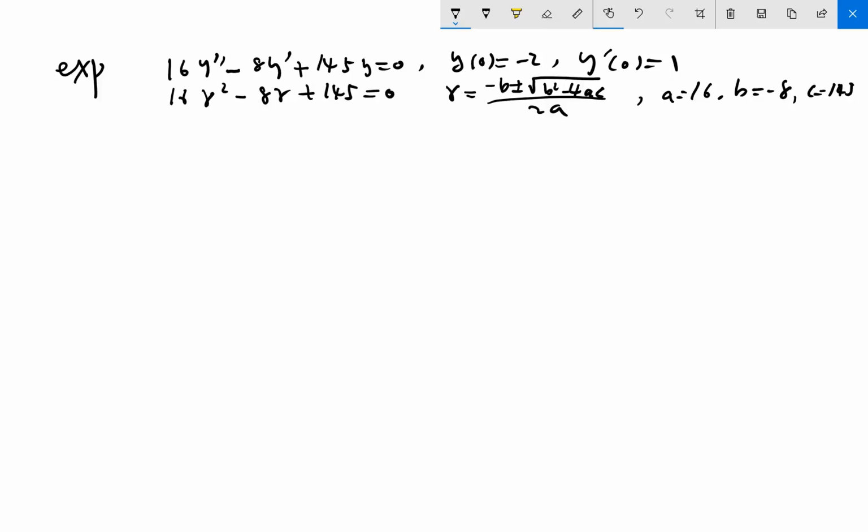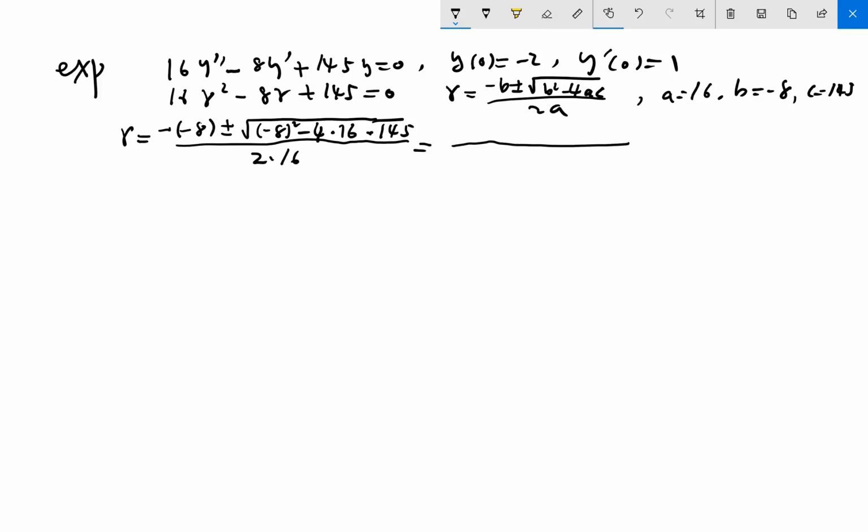Since this one is hard to factor, let's use the quadratic formula. So r equals minus b, where b is negative 8, plus or minus the square root of b squared, negative 8 squared, minus 4 times 16 times 145, over 2 times 16.